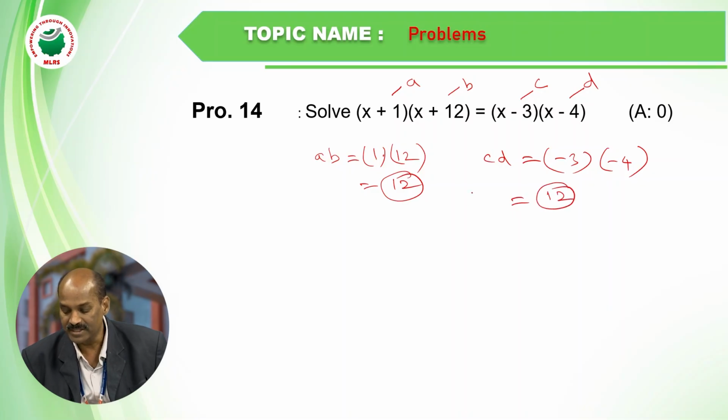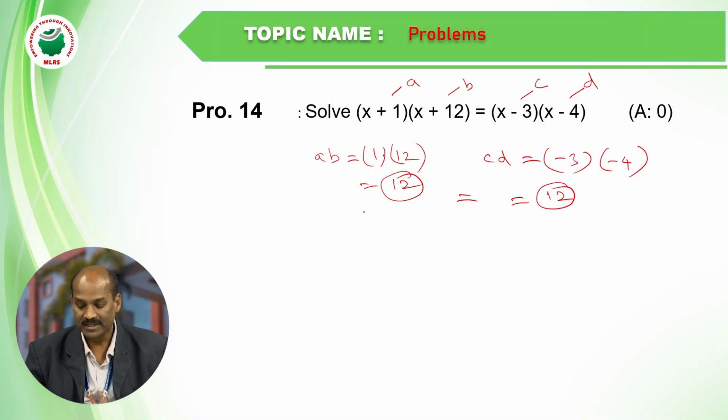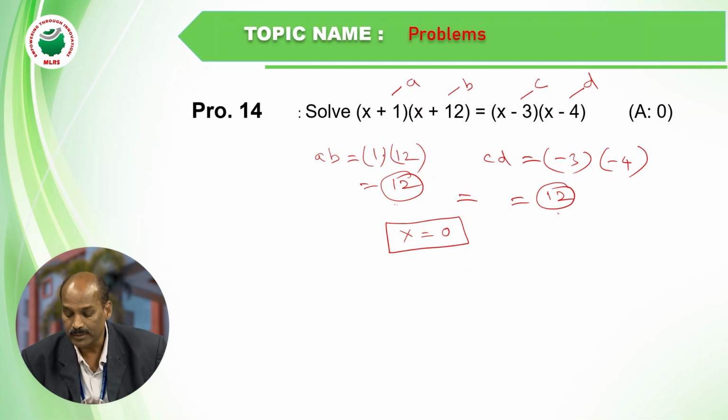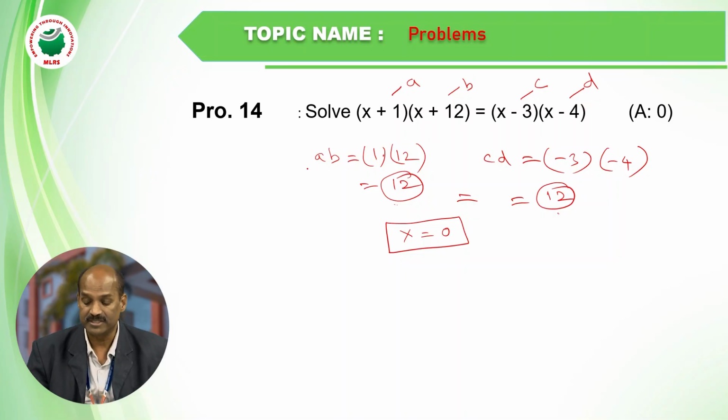So now what happened? These two are equal. The left side constant is equal to the right side constant. Therefore, what is your answer? X is 0. Simply we put 0. You see? Just half a minute, I got the answer. But if you don't know Vedic Maths, then we have to multiply the left side and right side and simplify. It will take minimum 5 minutes. Okay, thank you.